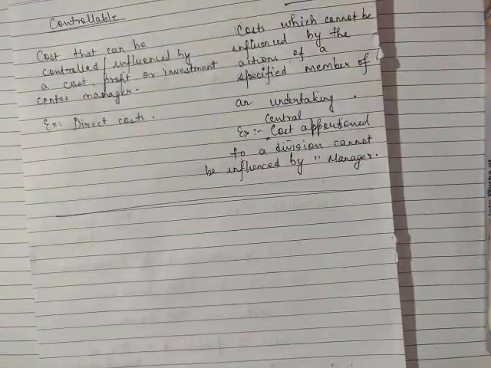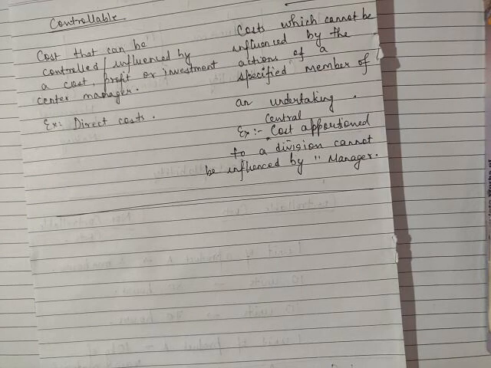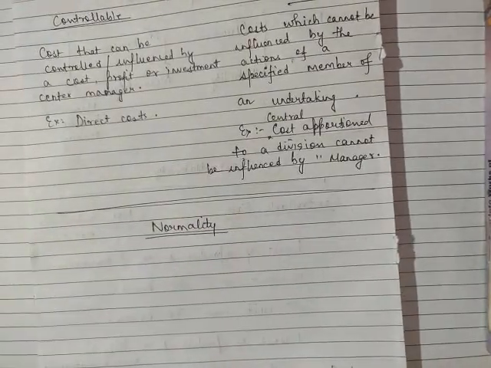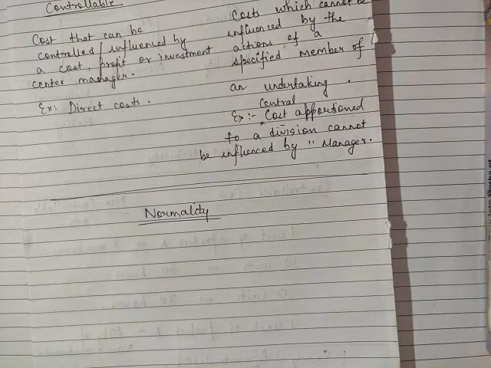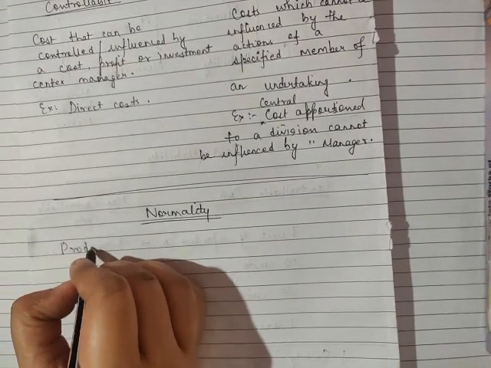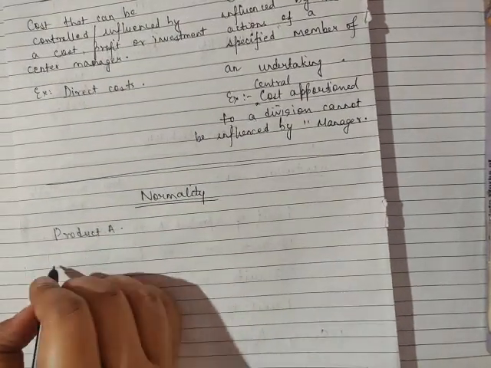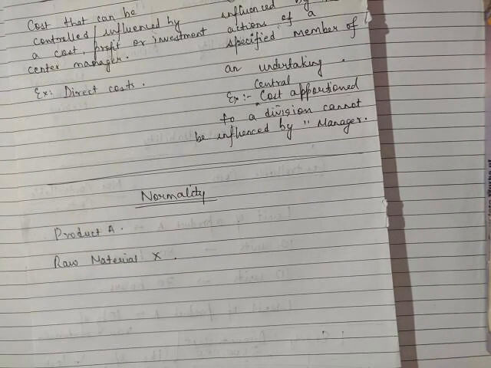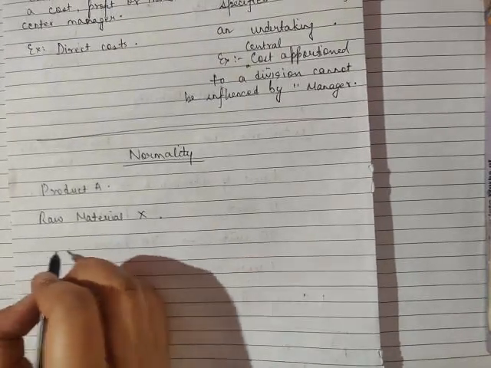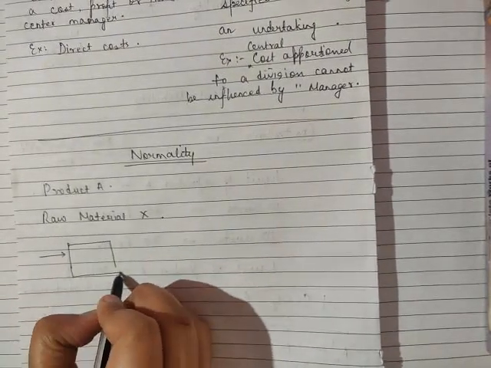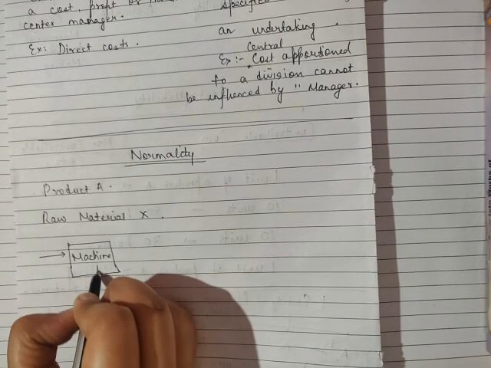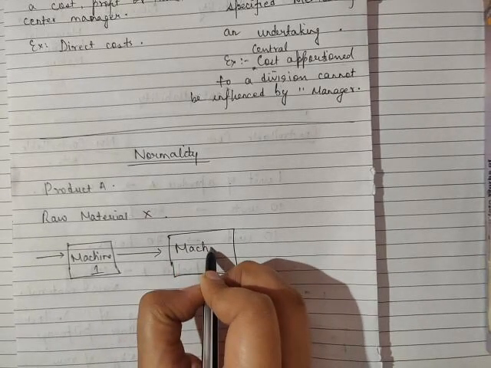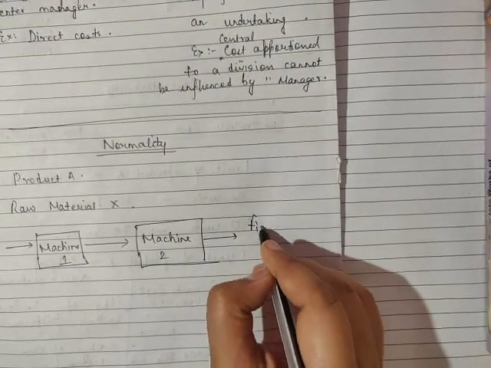Next, we look at the classification of cost on the basis of normality. Now, suppose we are making a product, say product A, for which we require a raw material, say X. Now, this raw material X will have to pass through say two machines, machine 1, then machine 2. Finally, the finished product A will be made.